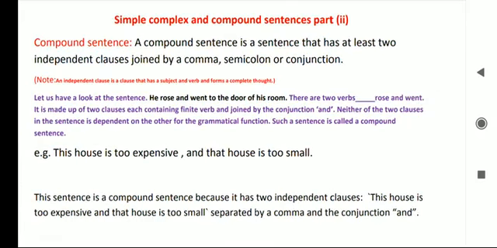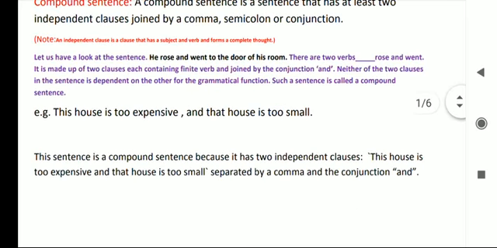It is made up of two clauses, right? Each containing finite verb and joined by the conjunction and. Neither of the two clauses in the sentence is dependent on the other for the grammatical function. Such a sentence is called a compound sentence.